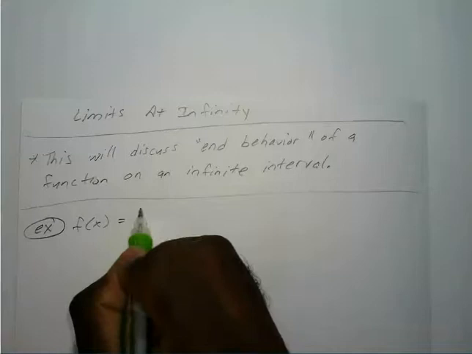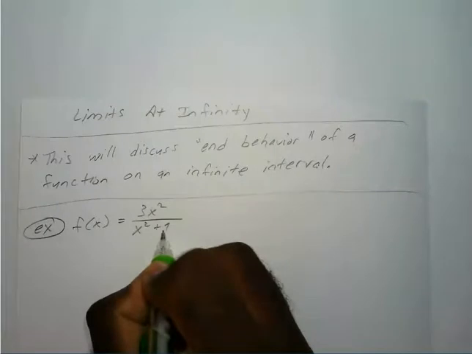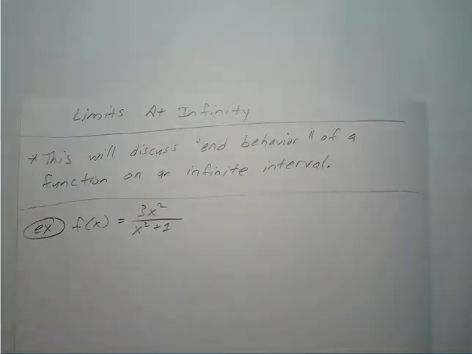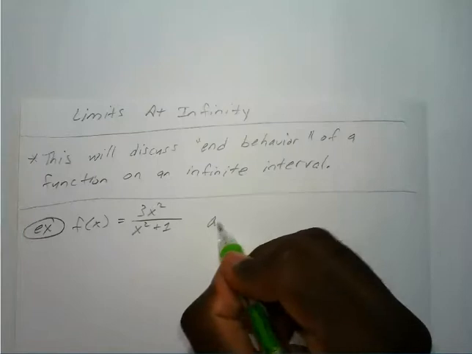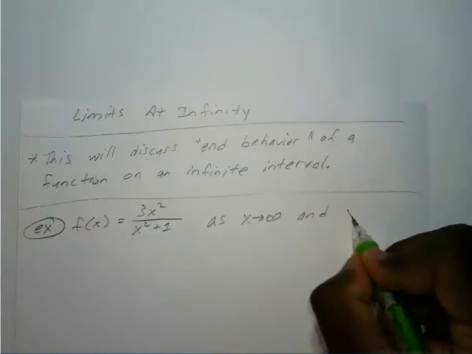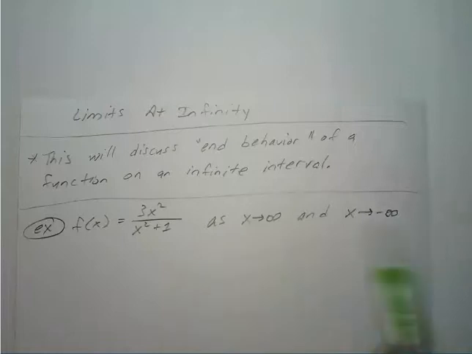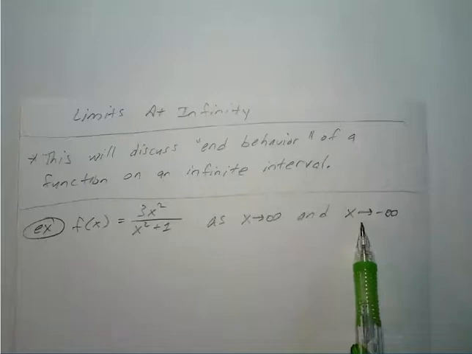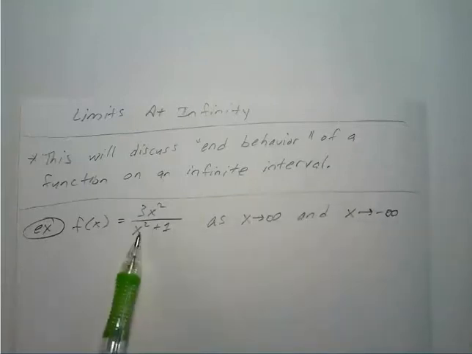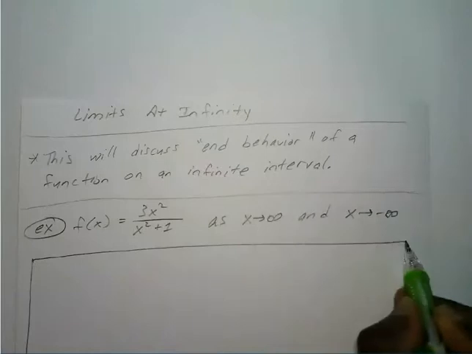f of x equals 3x squared over x squared plus 1. We want to see the value as x approaches positive infinity and as x approaches negative infinity. As x keeps getting bigger and bigger, and as x keeps getting smaller and smaller, exactly what limit value do you have for this function? To do that, we're going to go to the old trusty table here.